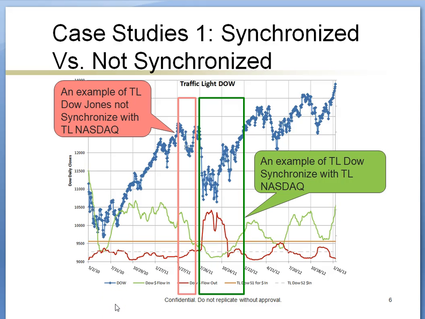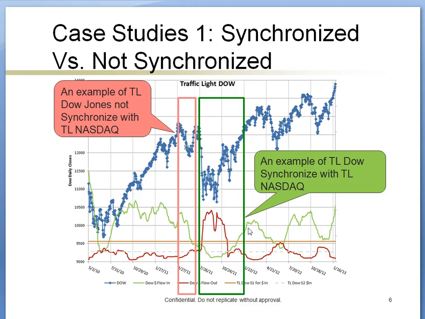Here's an actual screenshot of traffic light Dow Jones in 2011. I will use this example to discuss synchronized and non-synchronized in detail. An example of synchronized is in the green rectangle here. The red line on top above the orange line is shown here. The money flow in line bottoms below the solid orange line here. In this green rectangle, there are two synchronizations.